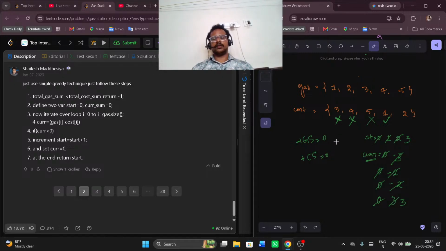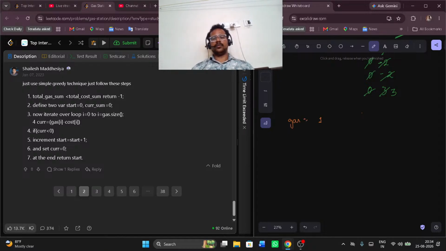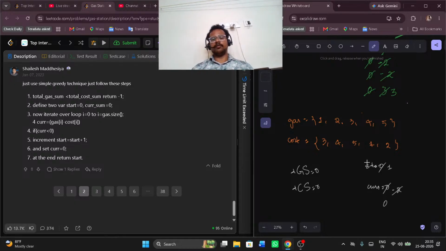Okay, let us take again 1 2 3 4 5 and 3 4 5 1 2. Gas is equal to 1 2 3 4 5. Cost is equal to 3 4 5 1 2. Right, now what we are doing here is total gas sum is equal to 0, total cost sum is equal to 0. The start will be 0, the current will also be 0. 1 minus 3 is minus 2, so the current will be 0 and start will be 1.